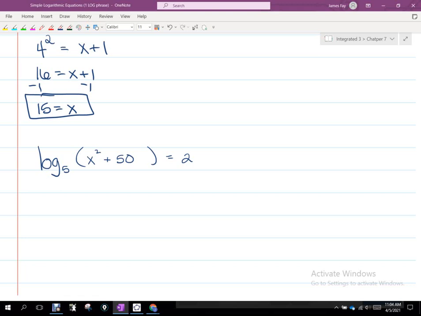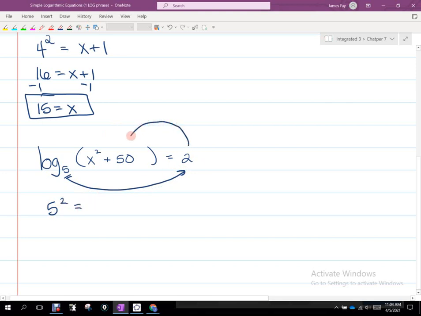Okay. Same approach. You're going to take this number here, this 5, and raise it to your second power. You get 5 squared is now equal to, it comes back and gives me that thing, right? So equals x squared plus 50. That gives me 25 equals x squared plus 50. Anybody remember how I go ahead and solve this?